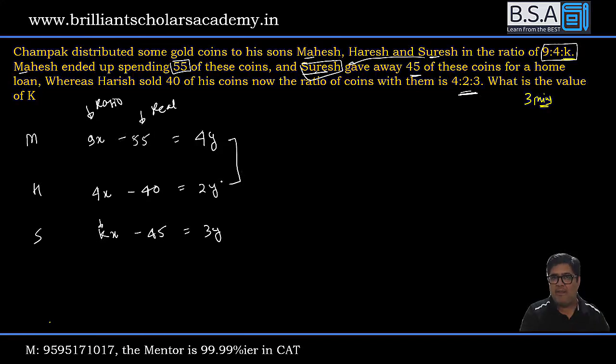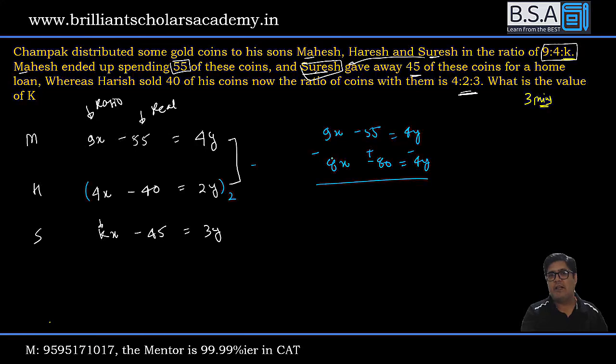So see, I'm doubling the second equation and subtracting from the first one. First one is 9x minus 55 is equal to 4y. Doubling, 8x minus 80 is equal to 4y. When I subtract, this will become plus, this will become minus. So I have x, 80 minus 55, 25. x minus 25 is equal to 0. x turns out to be 25.